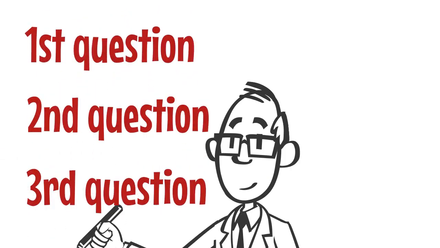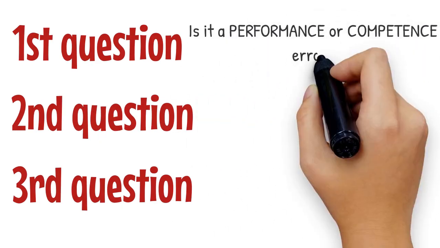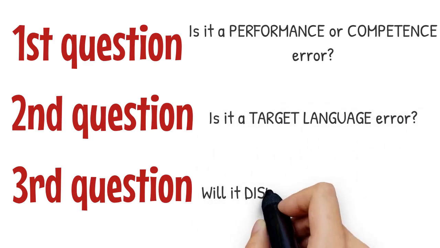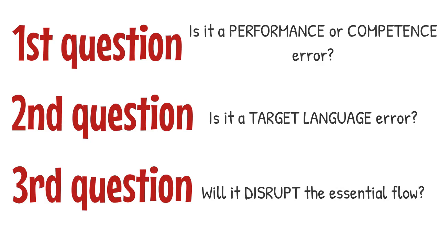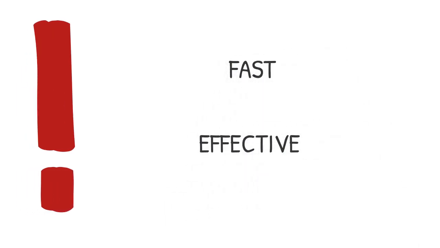So take a few seconds and try to remember, when a student makes an error in class, what are the 3 questions that we have to ask ourselves? Question 1, is this a competence or a performance error? Question 2, is it an error with target language? Question 3, can the correction take place without disrupting the essential flow of the lesson or activity? But be careful, on-the-spot correction needs to be as fast and effective as possible to allow the lesson to continue.